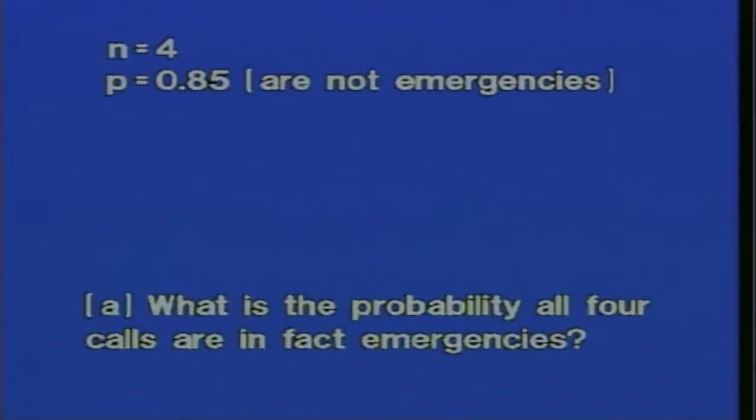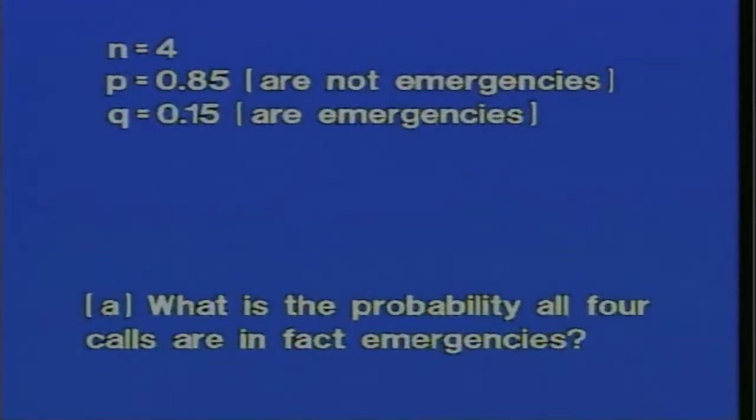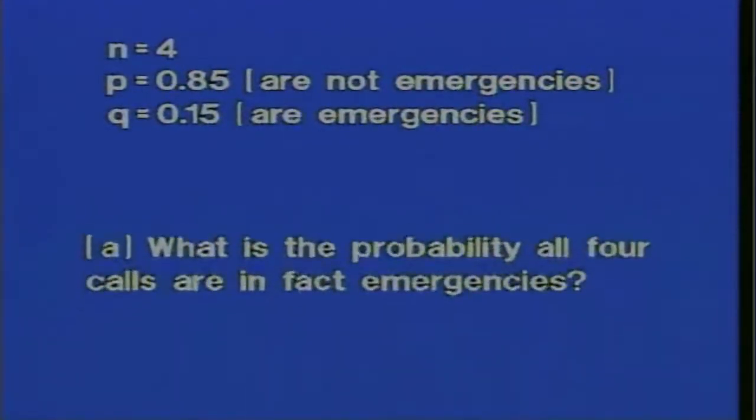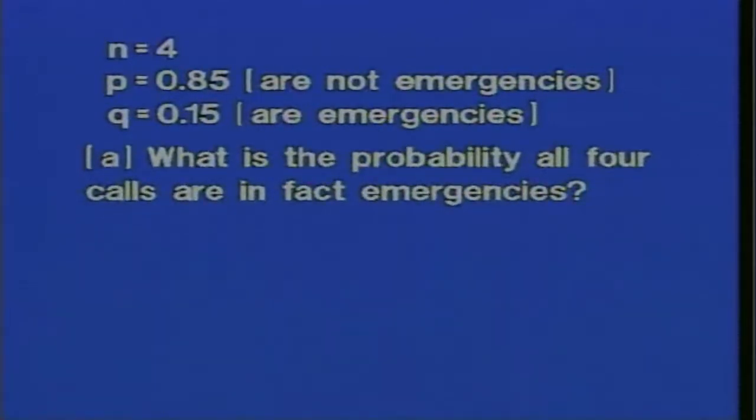The q value would be 1 minus 0.85, and that would be for calls that are in fact emergencies. So there's a 15% chance that the call is an emergency, 85% chance that the call is not an emergency. All right, now we can think about our problem. What's the probability that all 4 calls are in fact emergencies?